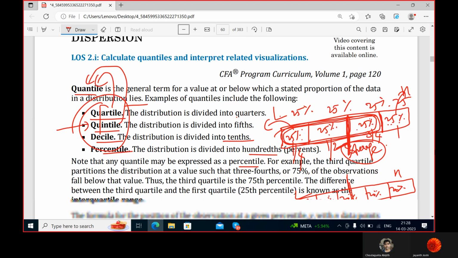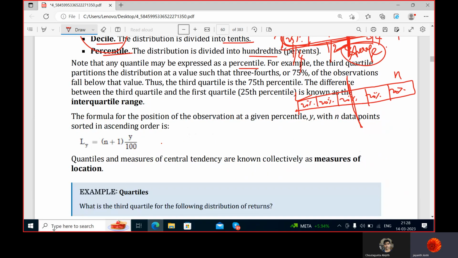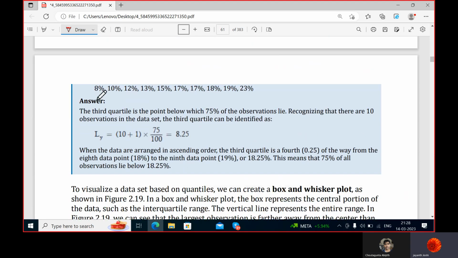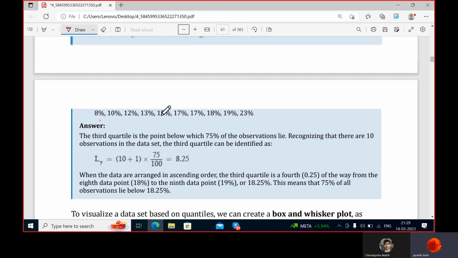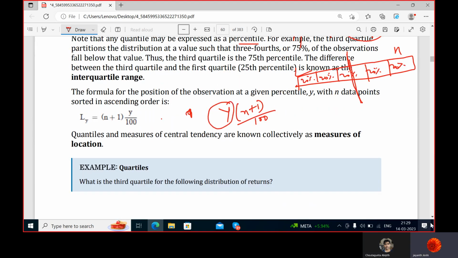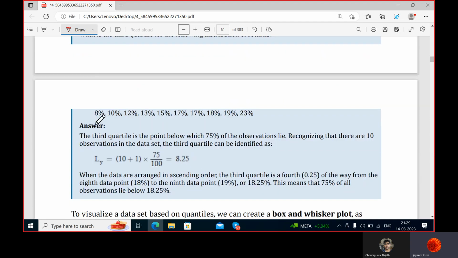Now, the formula to find out any of the quantiles would be y into n plus 1 by 100. So now we will see. I'll show you. If you want to find out the third quartile for this, y tells the percentage. Y is a percentage. N is the number of terms. So how many terms are there? 1, 2, 3, 4, 5, 6, 7, 8, 9, 10. And you have to arrange in ascending order, correct?